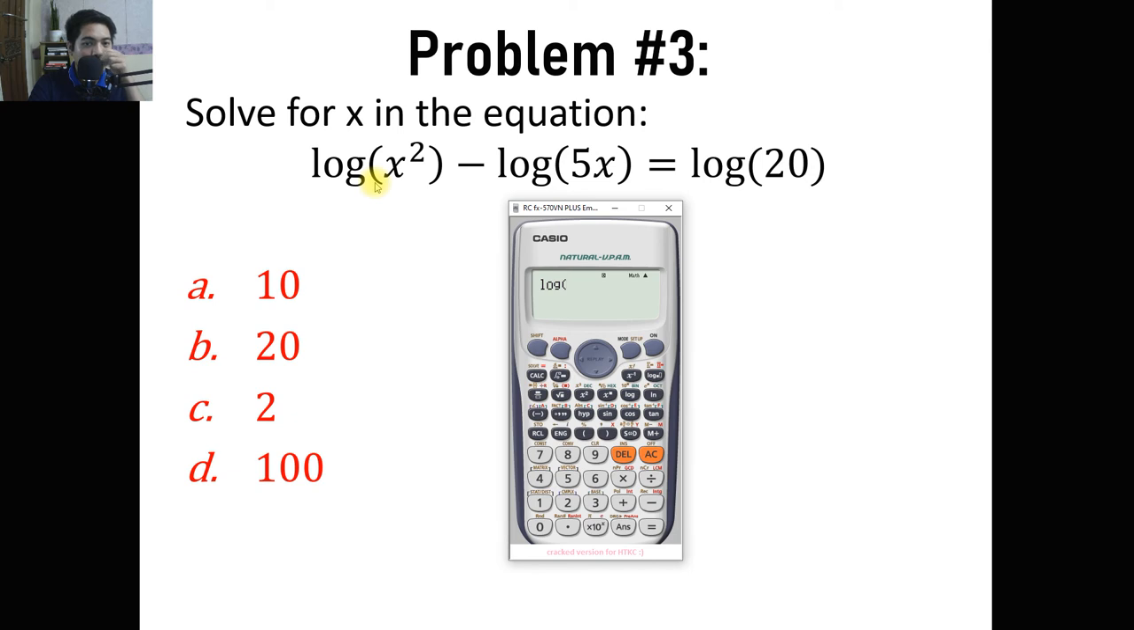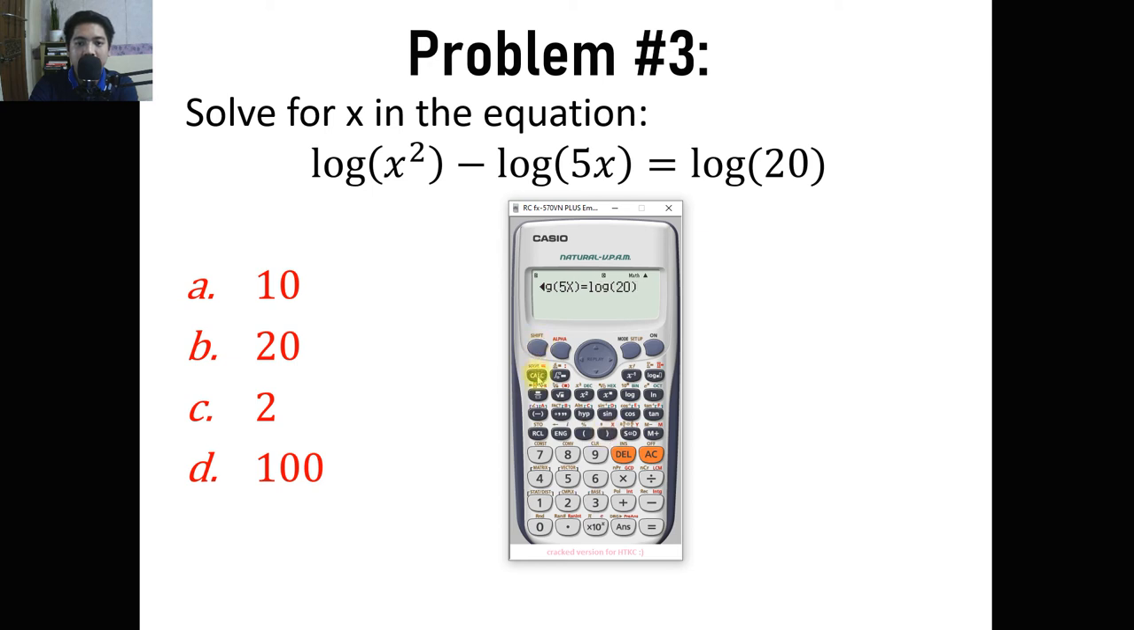Because there is another log function here in our calculator, we can use base 5, base 2, base 3. But in this question, see, it's base 10. So we simply put log, and then alpha x squared minus log, again, of 5 alpha x equals alpha calc, the log of 20.